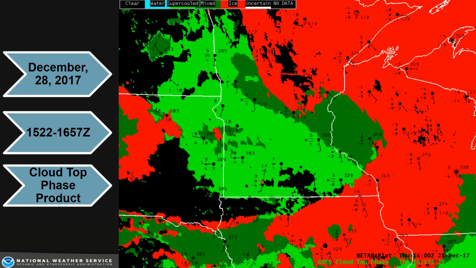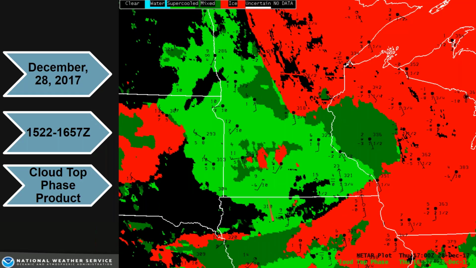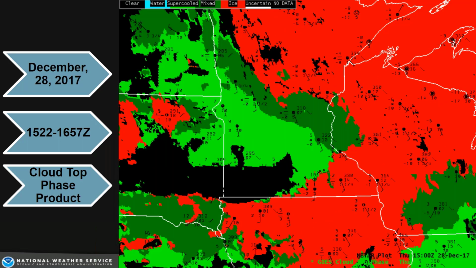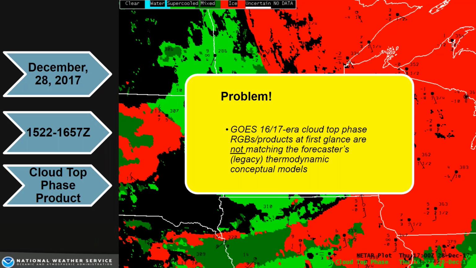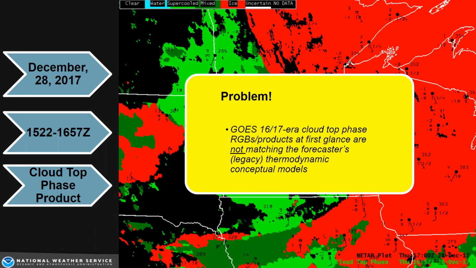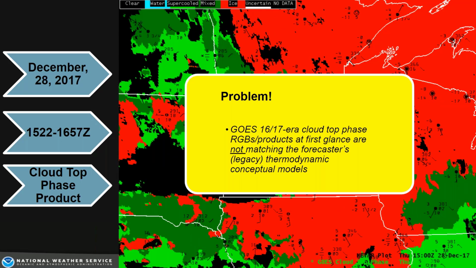And so that really was kind of the impetus to bring this to SIMS and say, hey, what do you think is going on here? Are we missing something in our conceptual models? Is the satellite sensing something that we aren't used to? Basically, it's an inconsistency, maybe, in what you'd expect between what the thermal profile is giving you, the snow observations at the surface, and the cloud top phase.